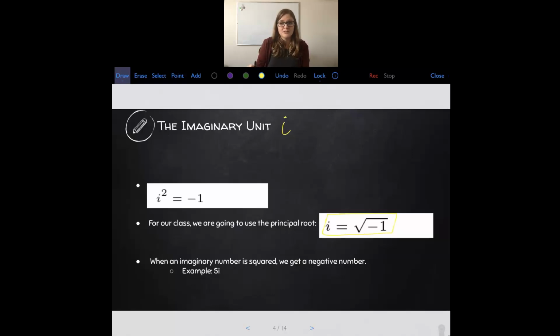And this is how we're going to be able to take the square root of negative 25, like I just showed you. So for instance, with 5i, if we square it, this is equal to 5i times 5i. 5 times 5 is 25. i times i is i squared. And remember, i squared is negative 1. So this is 25 times negative 1, which is negative 25. That's what I mean by when we square an imaginary number, we get a negative number.